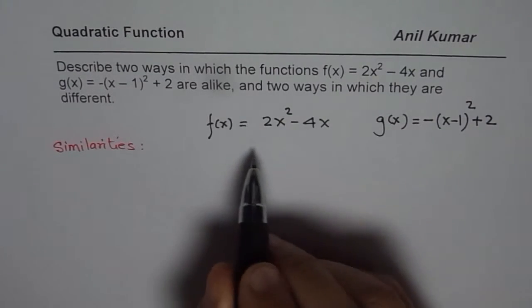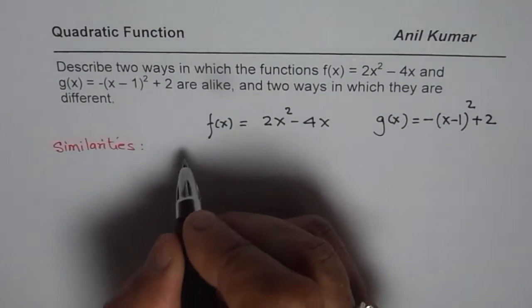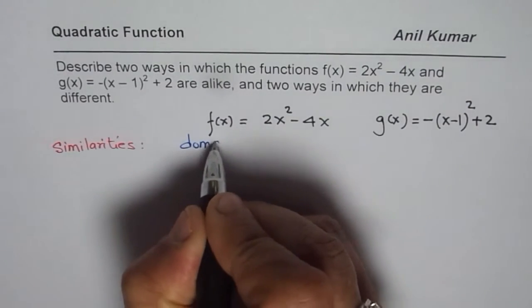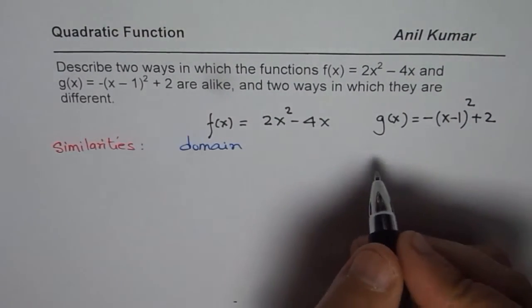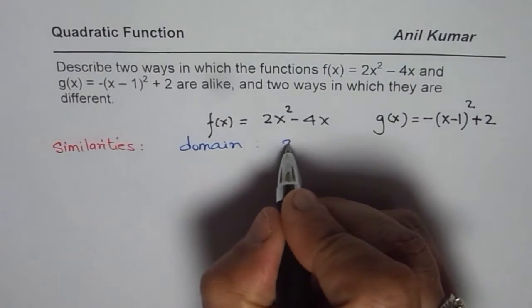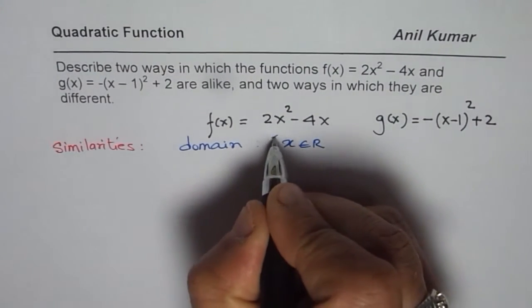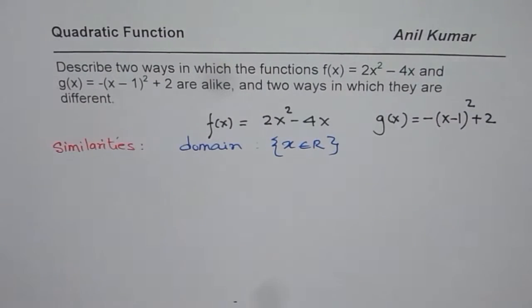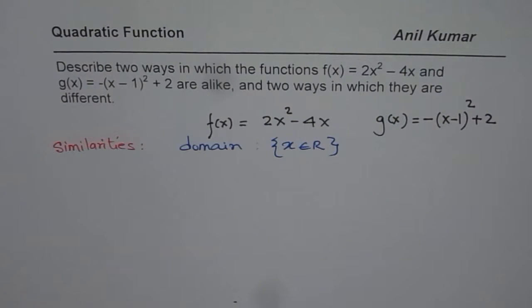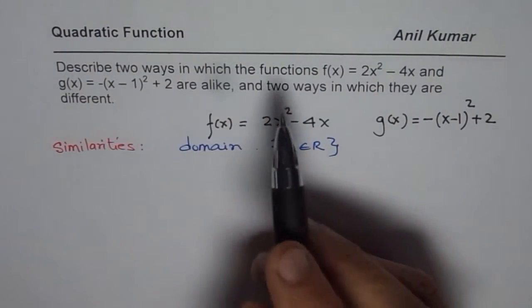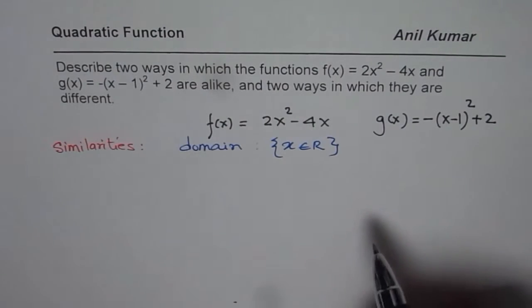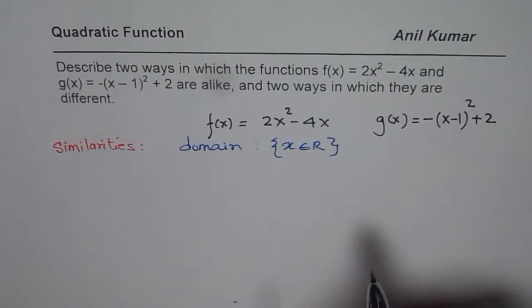One similarity between any quadratic functions is their domain itself. Now, what is the domain? The domain for any quadratic function given to us is x belongs to real numbers. So that's a universal similarity for your quadratic function. So don't think much about it. We only need to list two, so one is domain for you. The other one you have to really look for.